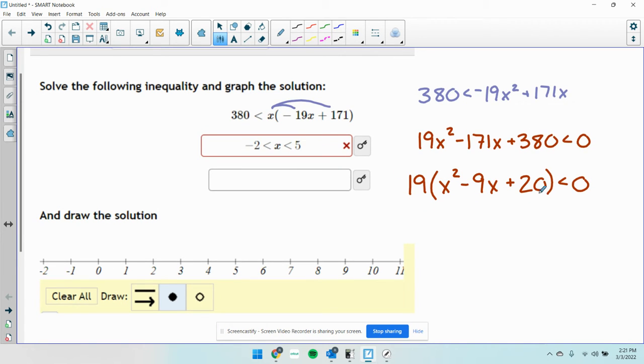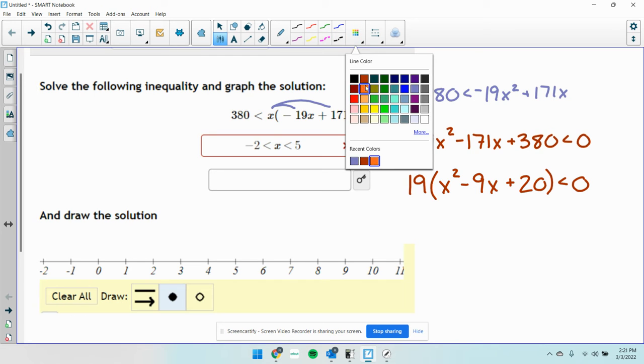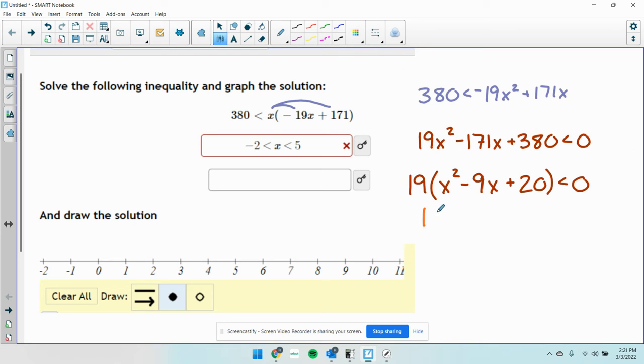So this thing can factor even further. So I have 19 times x minus 4 and x minus 5. Negative 4 times negative 5 is positive 20. Negative 4 plus negative 5 is negative 9. So I know when x is 4 and 5, it's going to equal 0. But I need to find the values that make it less than 0.